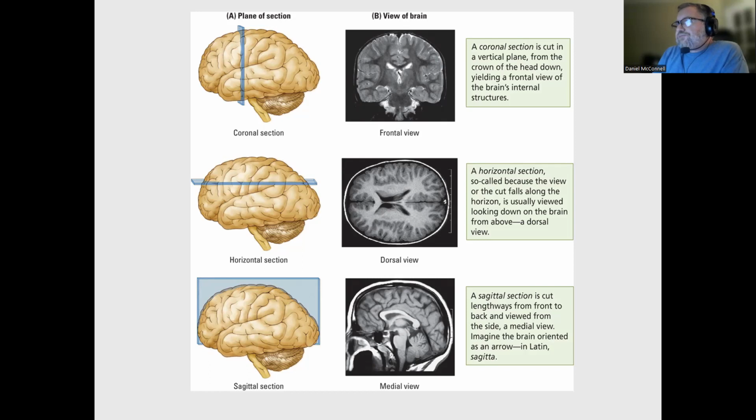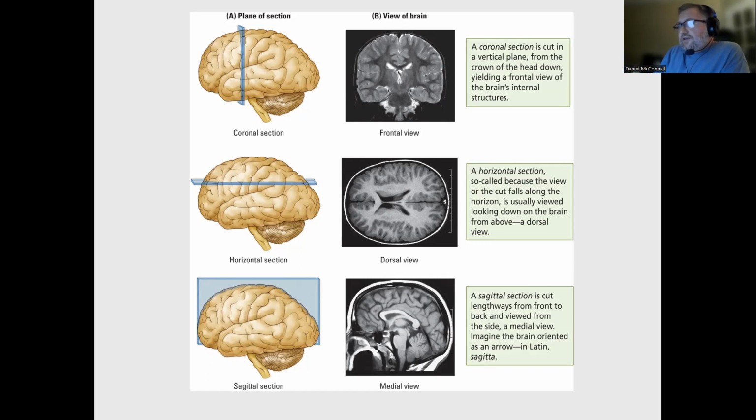Now, if we rotate to a horizontal plane, we're taking a horizontal section of the brain now, we get a view that is sometimes referred to as a dorsal view, because in this case, we are looking down from above. Is the way we want to think about this particular image. And so because we're looking down from the dorsal side, the back side, the top side of the brain, we're going to call that a dorsal view of the brain.